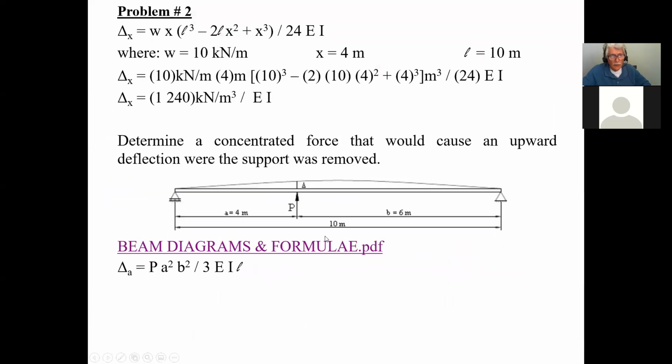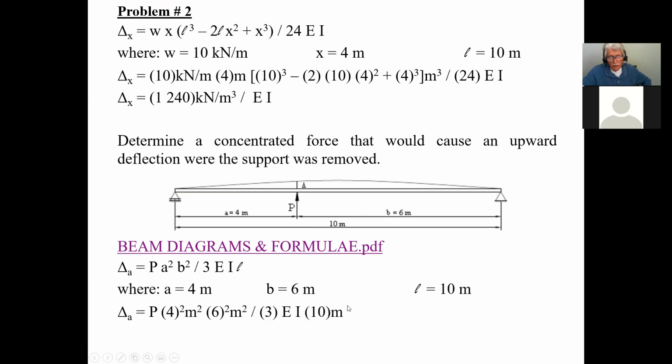So here's our formula. PA, okay, so A is 4 meters, B is 6 meters. EIL, of course, is the span, 10 meters, and therefore A is 4 meters, B is 6 meters, L is 10 meters. Now just be careful, put everything here, okay. And now I'm going to simplify the deflection at A.